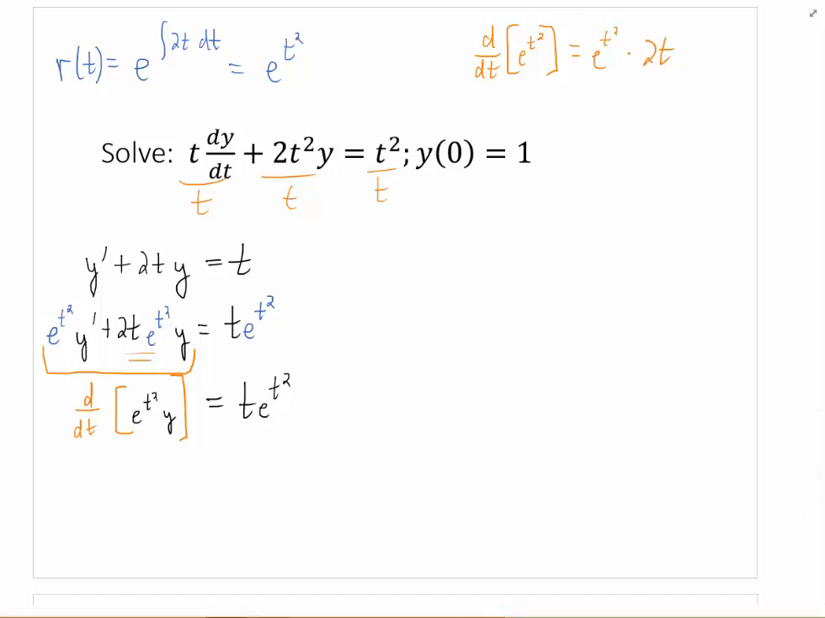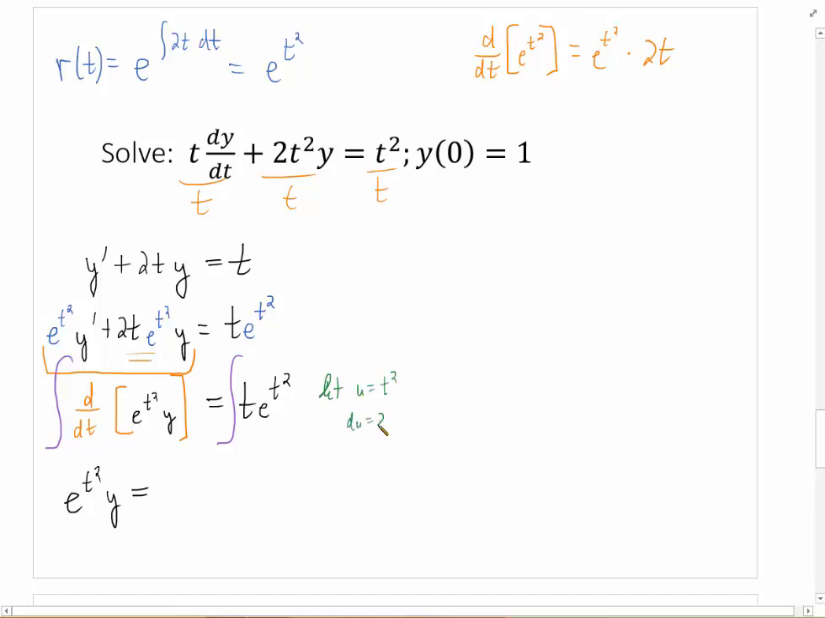Now we need to integrate both sides of the equation. The integral of a derivative, they undo each other, so I have e to the t squared y. Now the right-hand side, the antiderivative of t e to the t squared. You'll have to make a substitution here. Right? I guess I should have a dt in there somewhere, but let's let u equal t squared, then du is 2t, so I need a 1/2. So this gives me a 1/2 e to the t squared plus a constant.